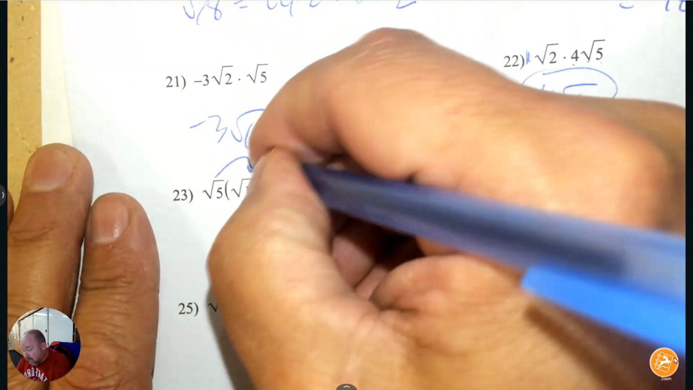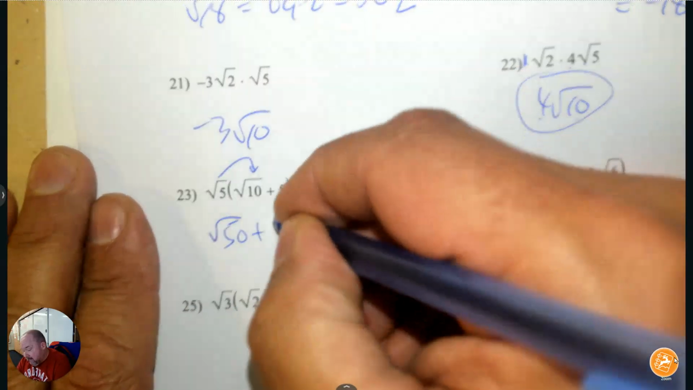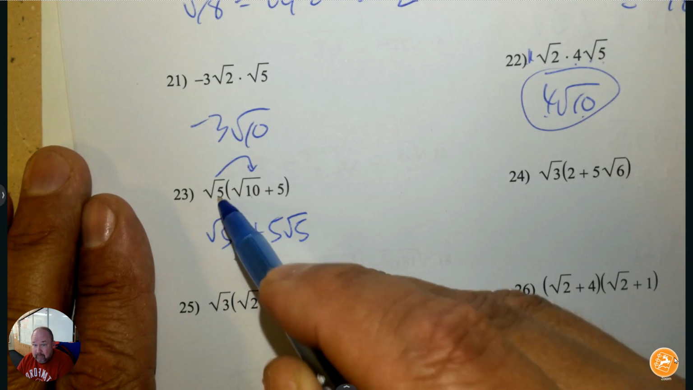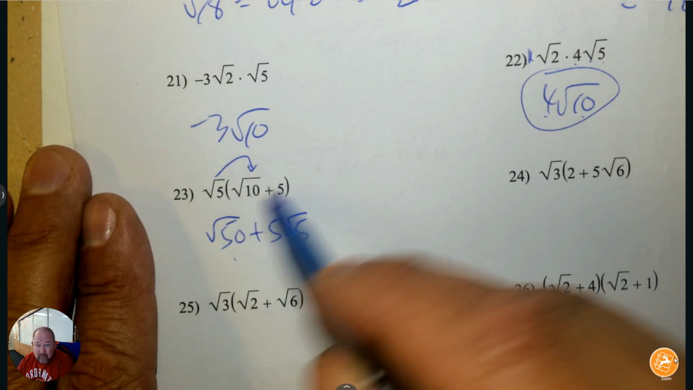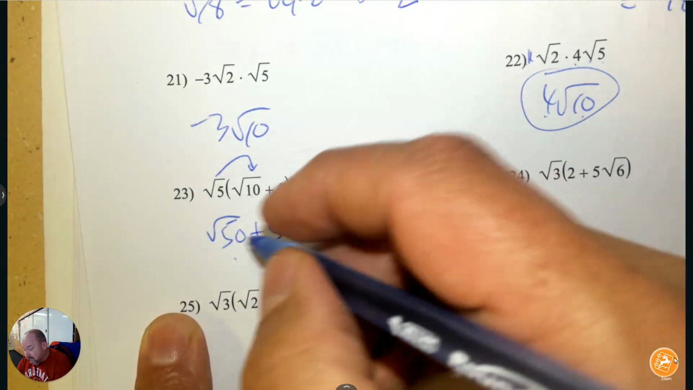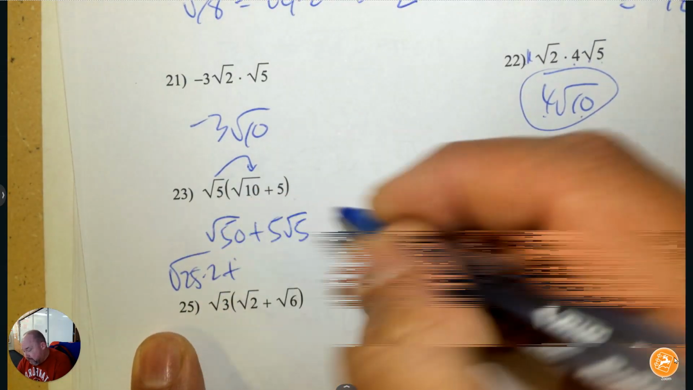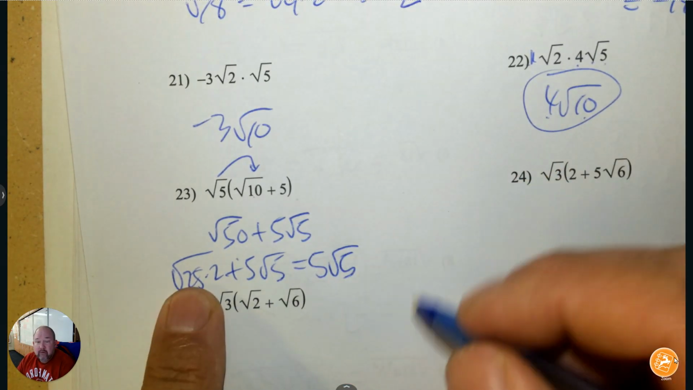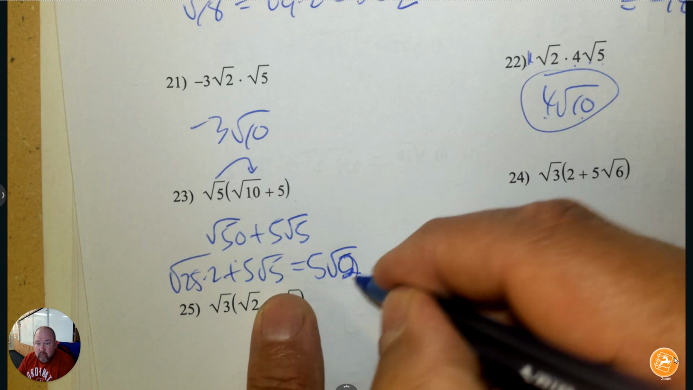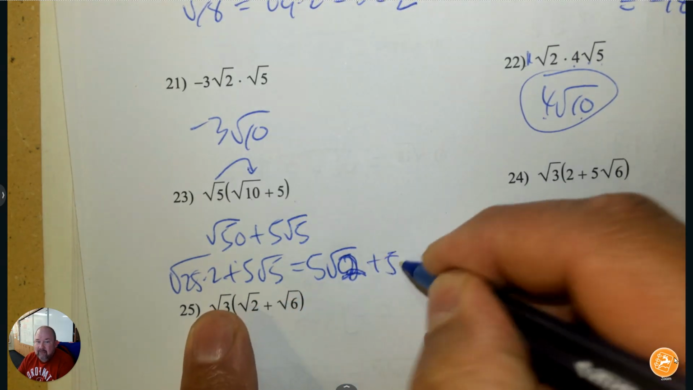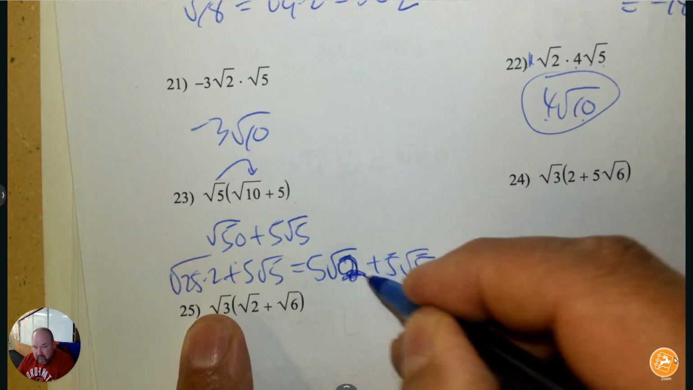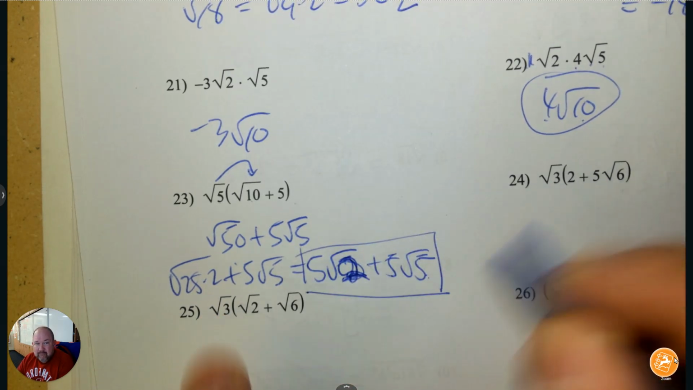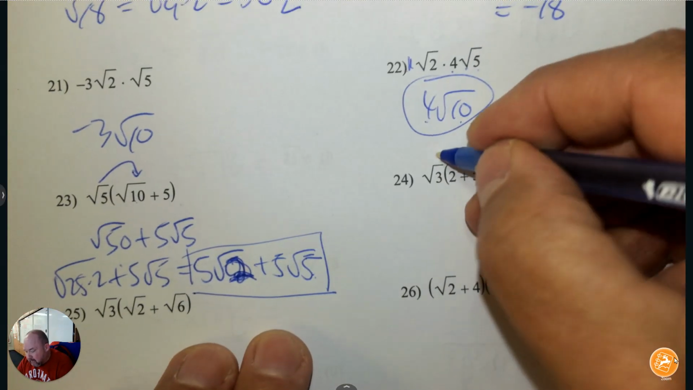Sometimes you have to distribute. So that's going to give me root 50 and 5 root 5. Recognize that a square root and a square root, they multiply. But a square root and a number that's not a square root do not. They just go beside each other. Now, root 50 is 25 times 2. So the square root of 25 is 5, so 5 root 2 plus 5 root 5. Because this is a 2, even though it's hard to see, and that's 5, they're unlike, so that's the final answer. 24, again, you should press pause and try.